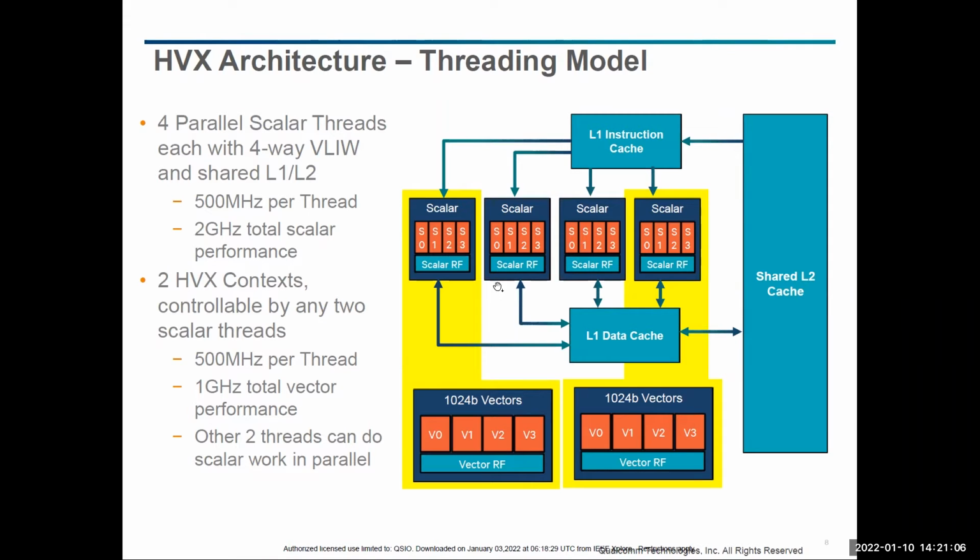And that being said, there are still 2 scalar threads available which can perform scalar processing. This is why we call this whole threading model thread level parallelism, because it augments parallelism in multiple ways, and it allows coexistence of scalar and vector threads.